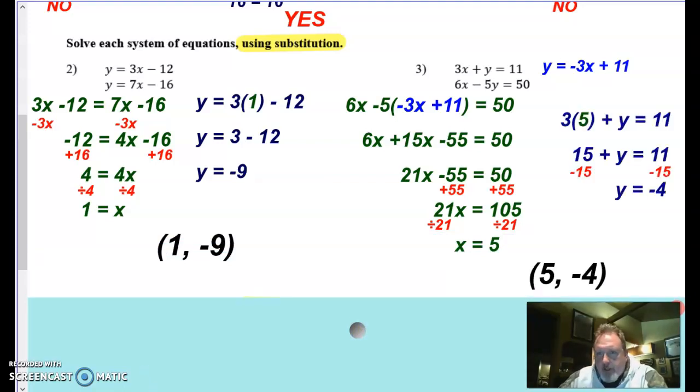For the second equation on this set of problems, number 3, you'll see that the first equation has 1y. So I solve that for y. Move the 3x over, so y equals -3x plus 11. Plug that into this bottom equation. When I plug that into the bottom equation and solve, I get x equal to 5. And then I can plug that back in. You can plug it in here, or I could have plugged it in right here. Probably would have been easier to do that. And y would be -4, so the answer is 5, -4.